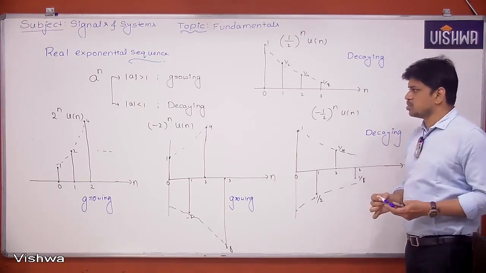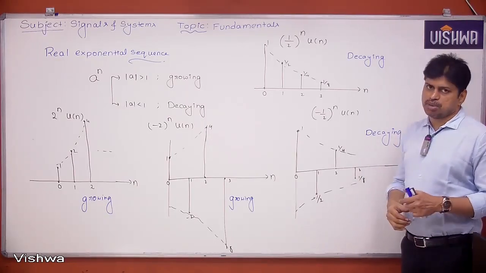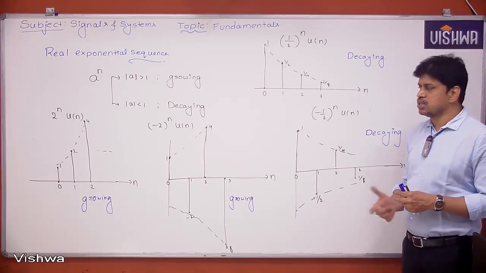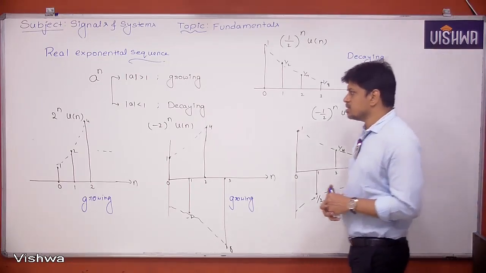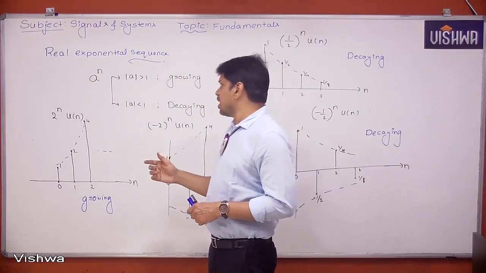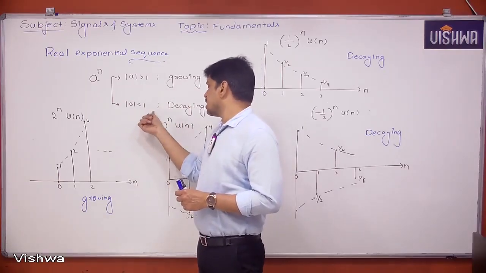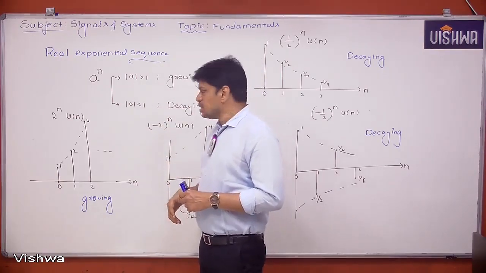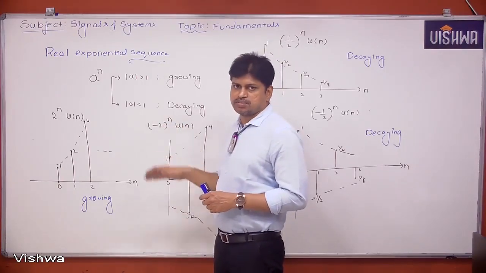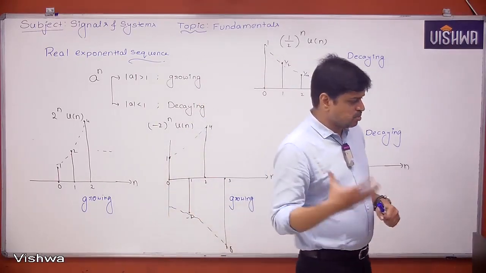Remember, in the continuous time case, it is usually represented with e power at. A positive is a growing exponential, a negative is a decaying exponential. Whereas in the discrete time case, it is represented with a power n, and depending on the a value, modulus a greater than 1 is a growing exponential, mod a less than 1 is a decaying exponential. Don't consider the minus signs like that. Consider the modulus of that. Then we can decide whether it is a growing exponential or decaying exponential.